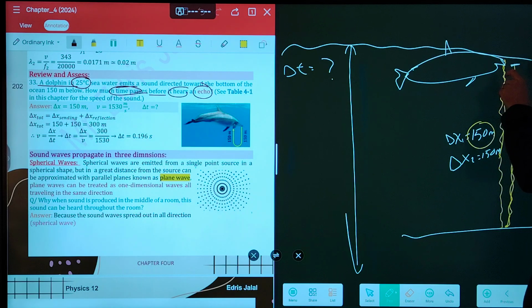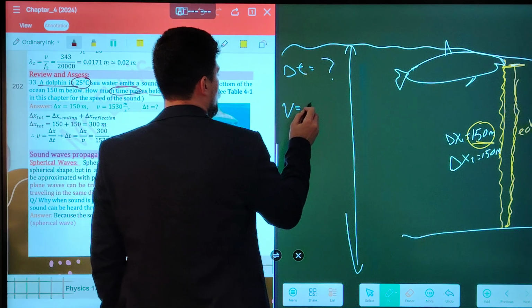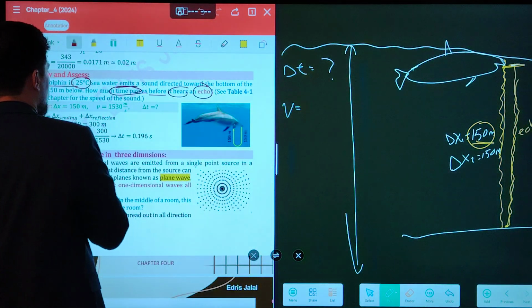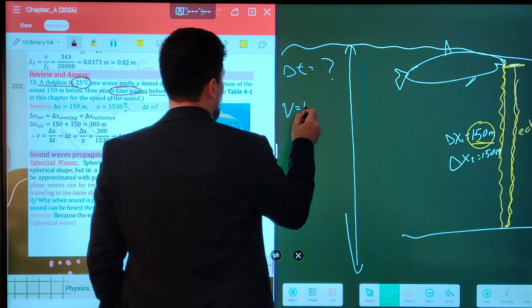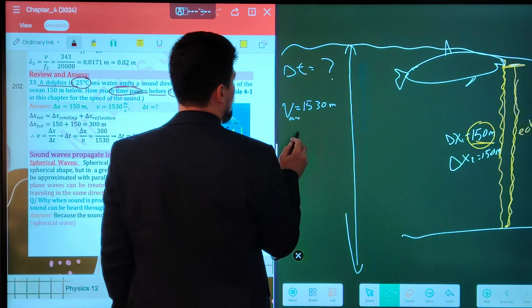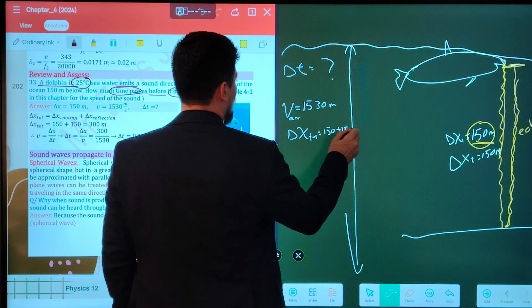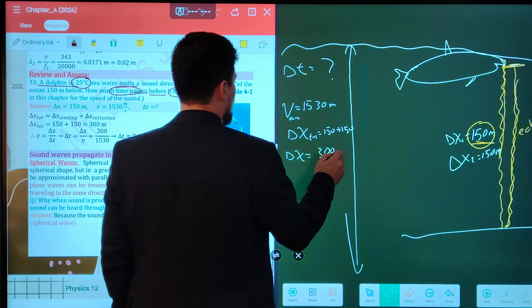If the question asked how long it takes for the emitted sound wave to reach the bottom of the ocean, you would use only 150. But because the echo is mentioned in the question, how much time passes before it hears means the returned path. Time is unknown. V is equal to what? See table 4.1 to find the speed of the wave, which is 1,530 meters per second in the ocean. T is unknown, but X total is 150 plus 150, which is equal to 300 meters.